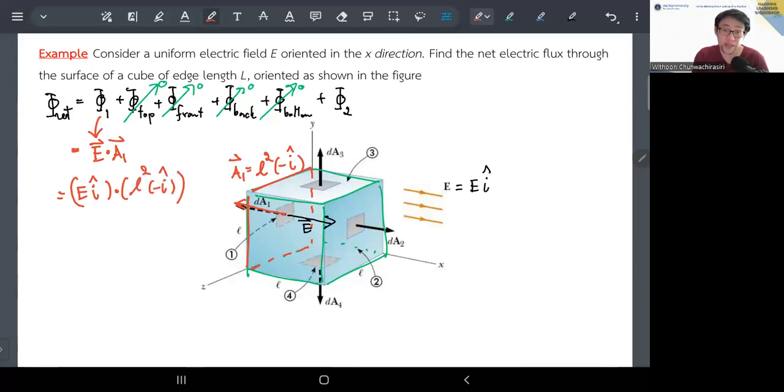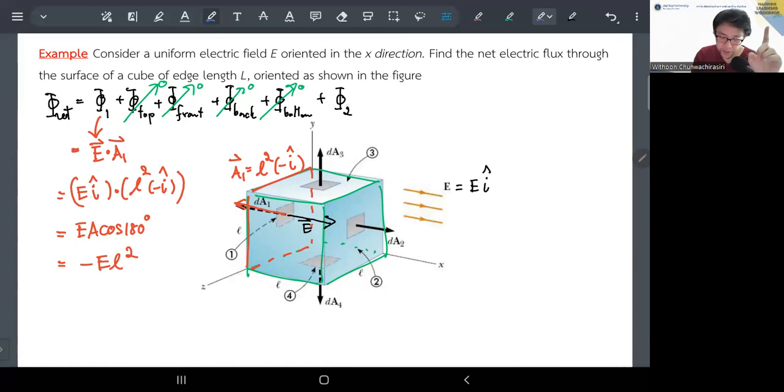Or for those of you that don't like this notation over here, you can just say it's just EA cosine 180. So I hope this gives you the equivalence between two types of notations, right? You can do EA cosine theta, or you can do the unit vector notation. They're all the same. So with this, no matter what you do, it is negative EL squared. That's for the flux through surface number one.